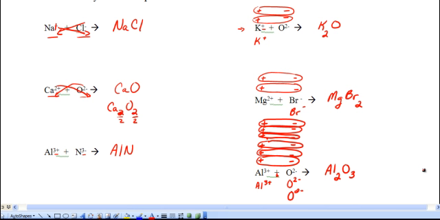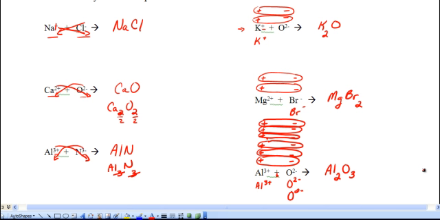And once again, with the aluminum nitride, the 3 from the aluminum will go behind the nitrogen. The 3 from the nitrogen will go behind the aluminum. So you would be left with Al3N3, but because they're both divisible by 3, those reduce to a 1-to-1. So far so good. All of the formulas are as predicted.